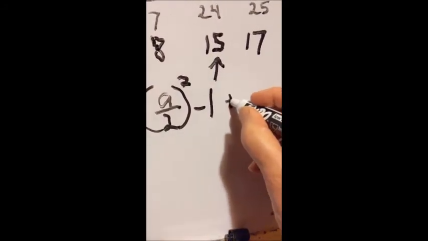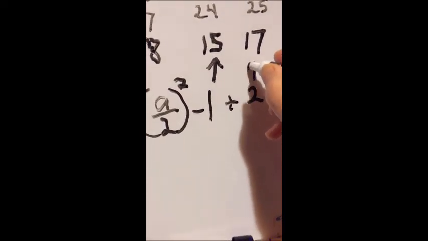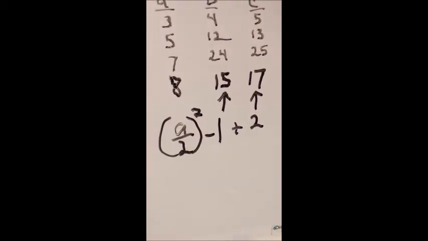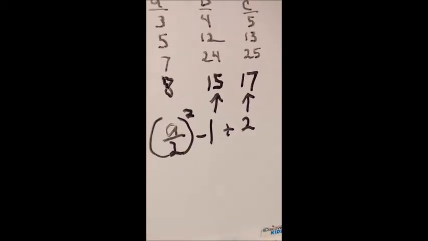Next, we add 2 to that. 17, we've got our hypotenuse. Straightforward, and you could probably do it in your head with a little bit of practice.